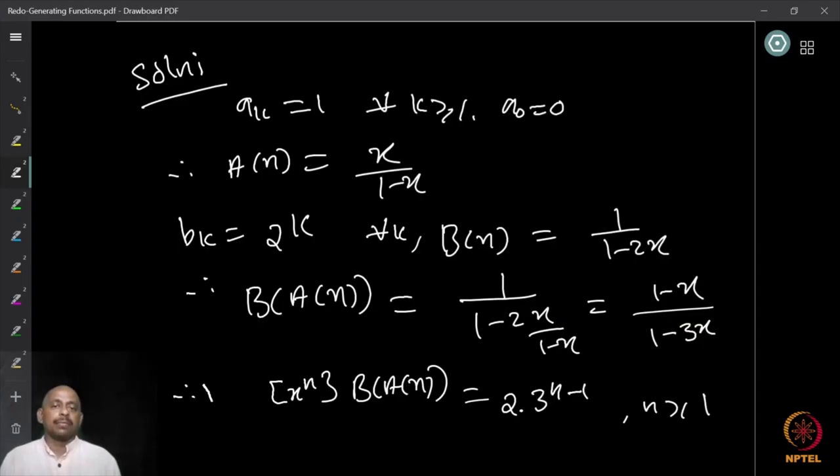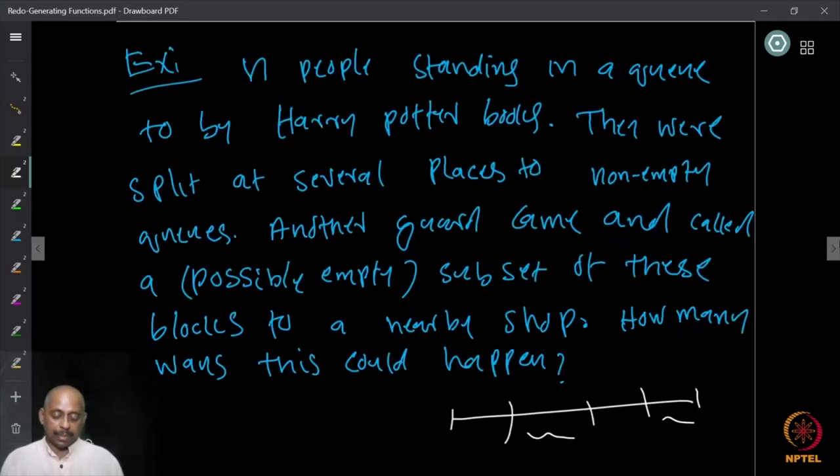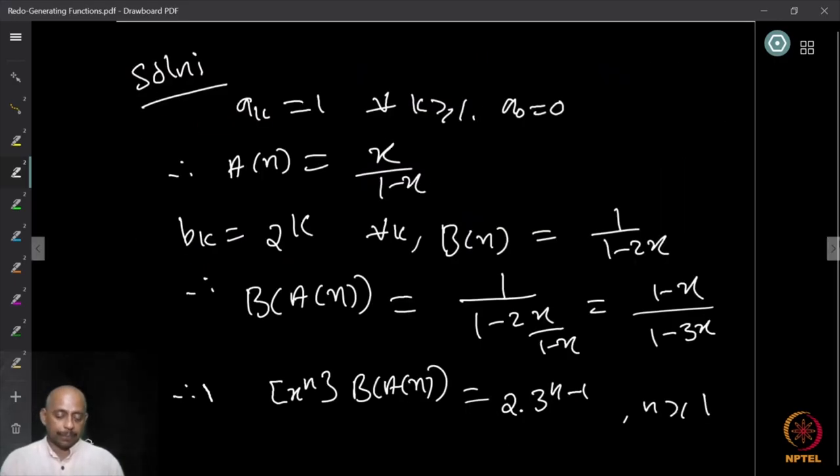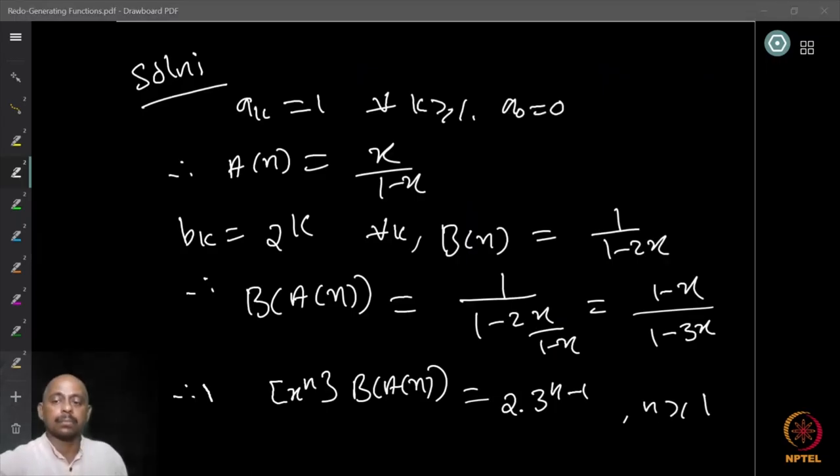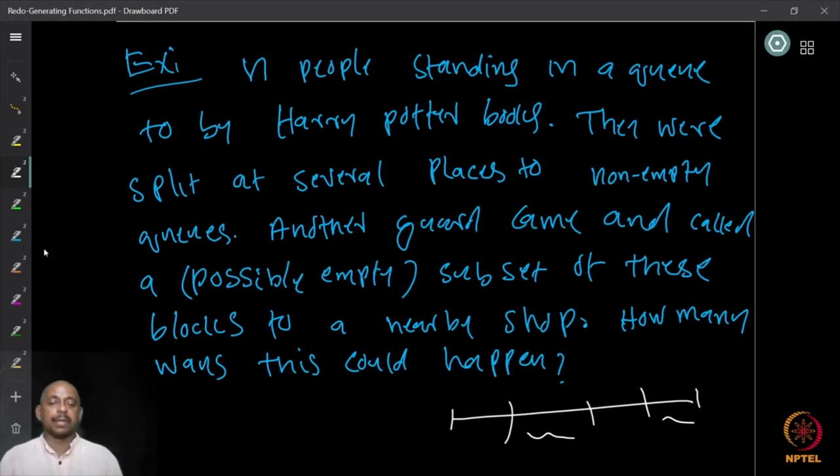So how do you solve this? We know that for the number of ways of choosing this first type of thing, that is basically splitting into several places, what does that guard do? That guard does nothing. What the first guard does is to basically just split the queue into several parts, but he does nothing else. He doesn't modify it in any way and doesn't put any structures. The queues are standing as they are.